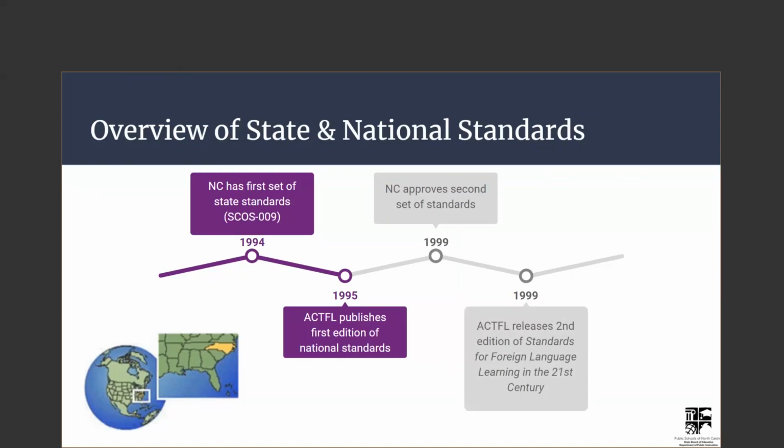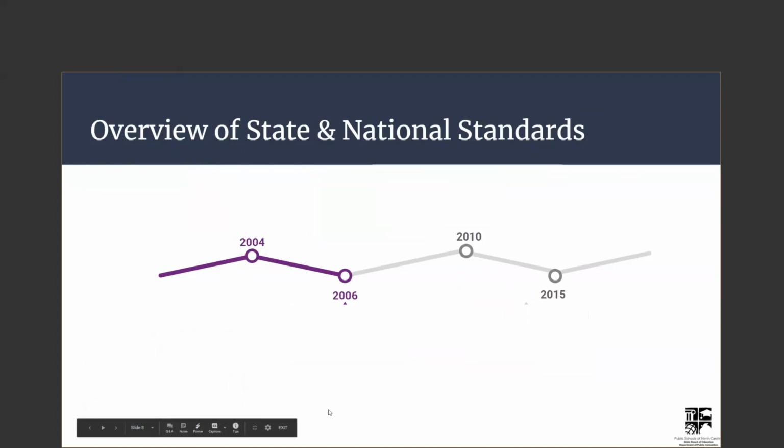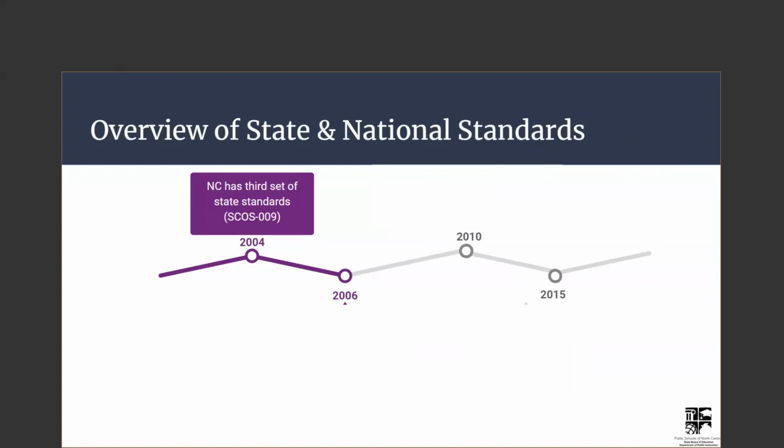So at that point, like I said, we're a little ahead. And I will tell you that other states are definitely modeling us and looking at our standards to inform their own work to develop state standards that will work for them. And moving forward, in 2004, North Carolina has its third set of state standards. So again, we went through a revision process, updated some things, and our State Board of Education approved them in 2004.